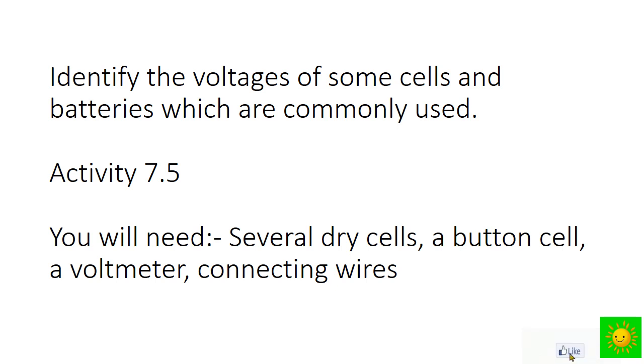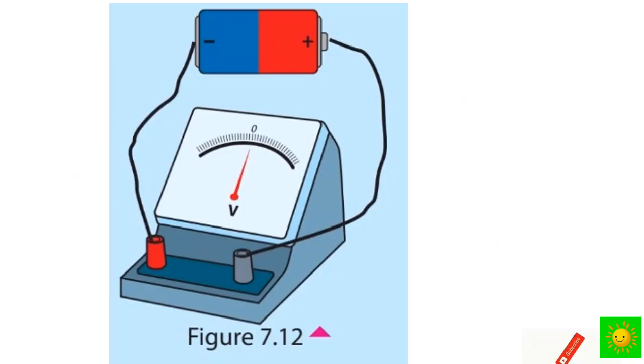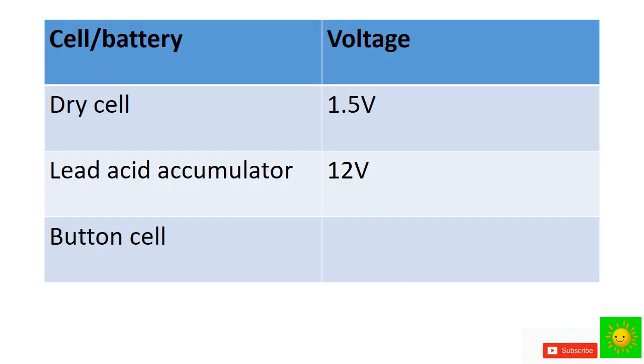We are going to do a small activity using these things. Then you have to set up the circuit like this. At the end of the practical, you are asked to measure the voltage between the terminals of cells or batteries using the voltmeter. Compare the values obtained by measuring with the values mentioned. Then tabulate the battery or cell we have used and the voltage.